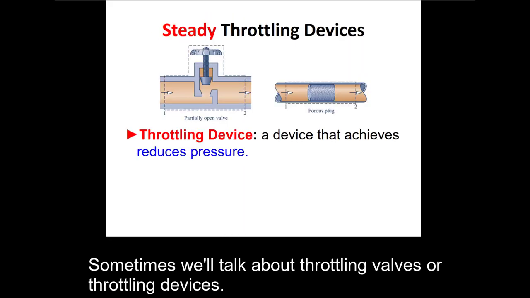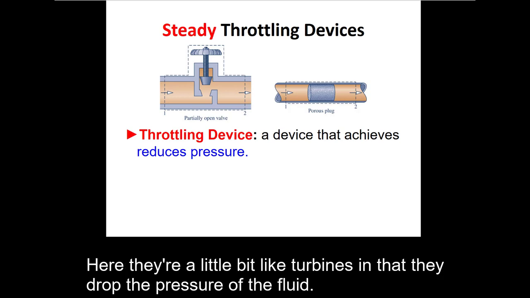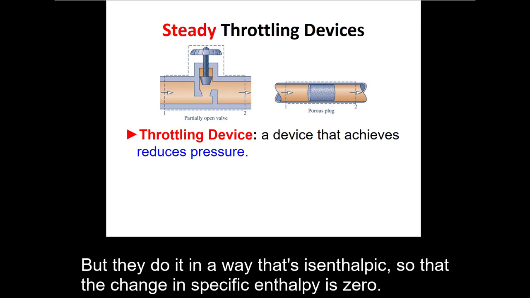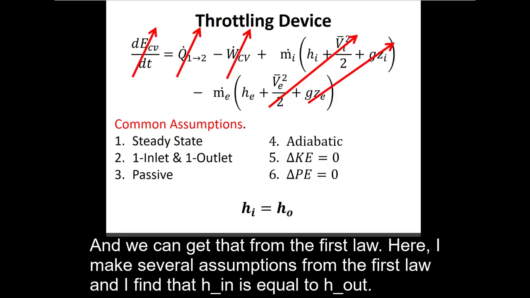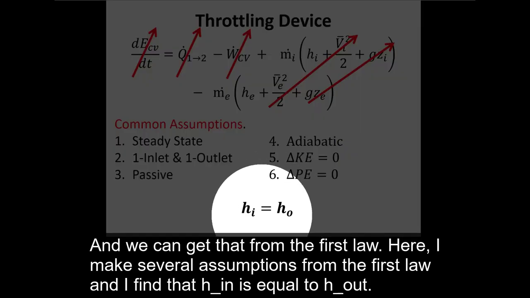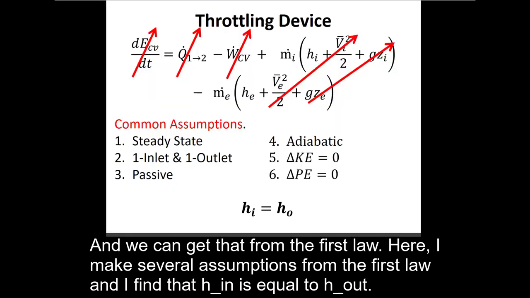Sometimes we'll talk about throttling valves or throttling devices. Here, they're a little bit like turbines in that they drop the pressure of the fluid, but they do it in a way that's isenthalpic, so that the change in specific enthalpy is zero. And we can get that from the first law. Here, I make several assumptions from the first law, and I find that h in is equal to h out.